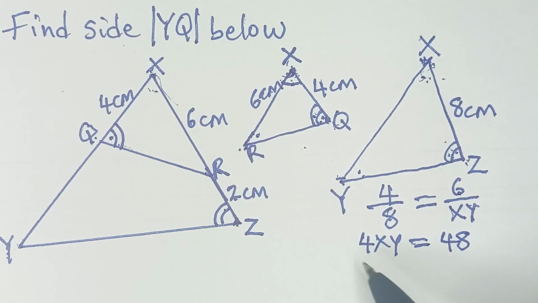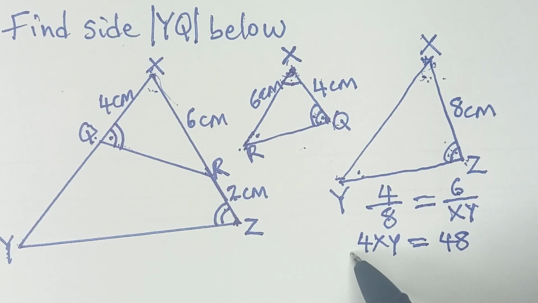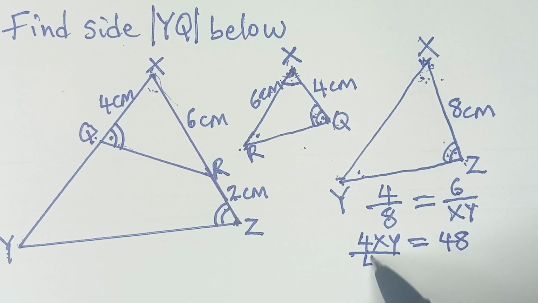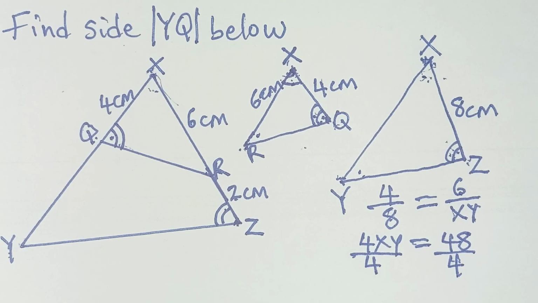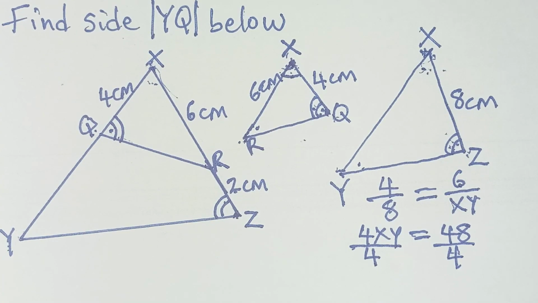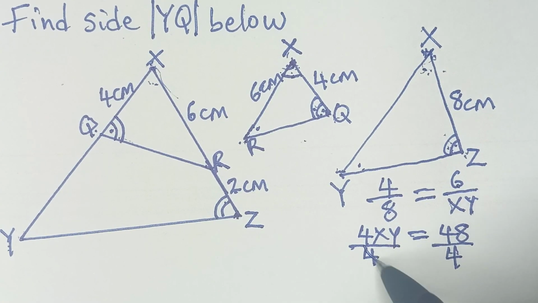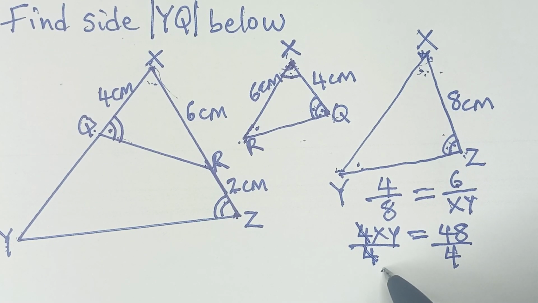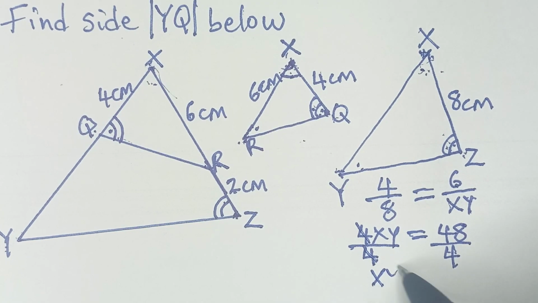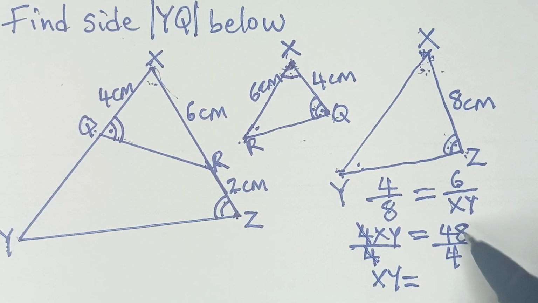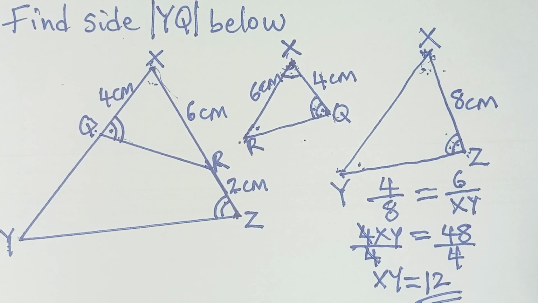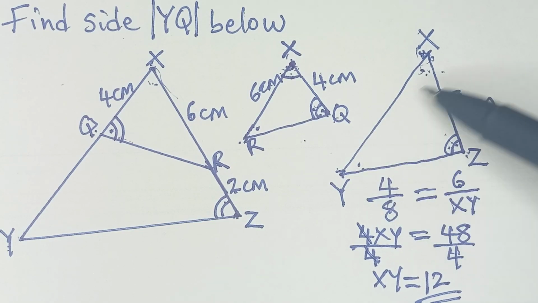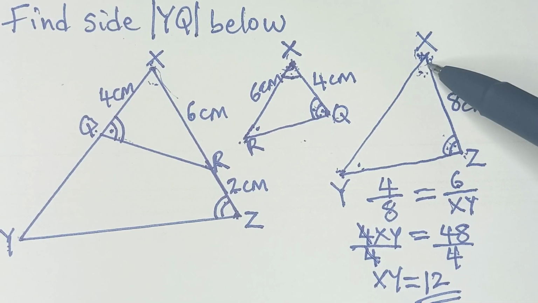So for me to get the value of XY, I'm going to simply divide both sides by 4. I also divide this side by 4. So now that I've divided both sides by 4, this 4 will cancel 4. So I'm left with XY on this side, and that will be 48 divided by 4 will give me 12. So I now have this side XY as 12.